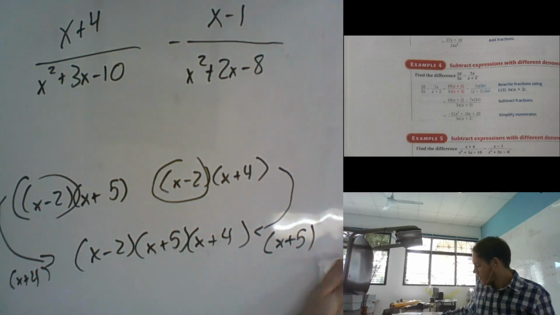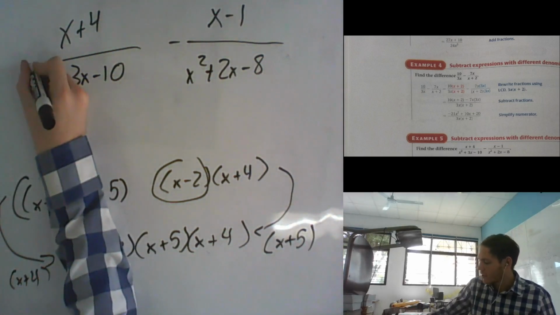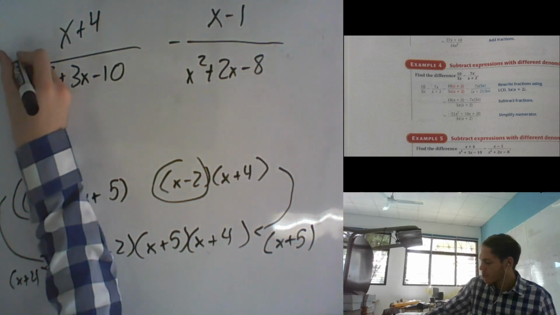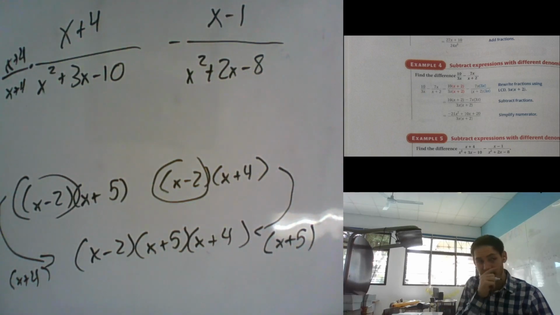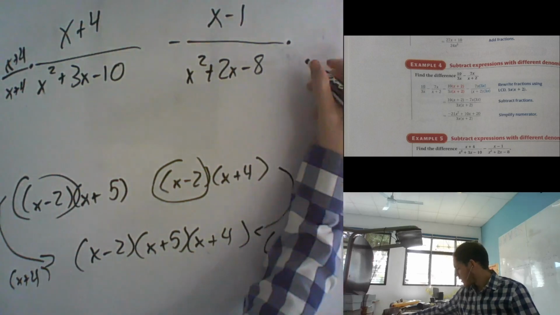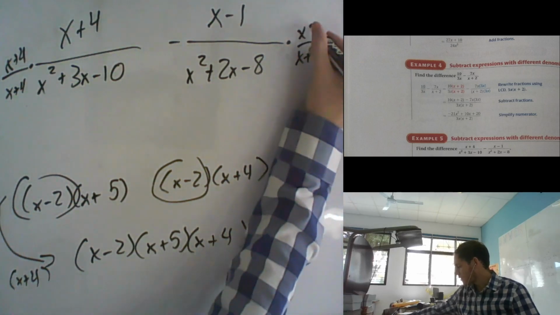Okay, so we're going to multiply this one by x plus 4 over x plus 4. We have to multiply the numerator and denominator by the same. Okay, this one is x plus 5 over x plus 5.